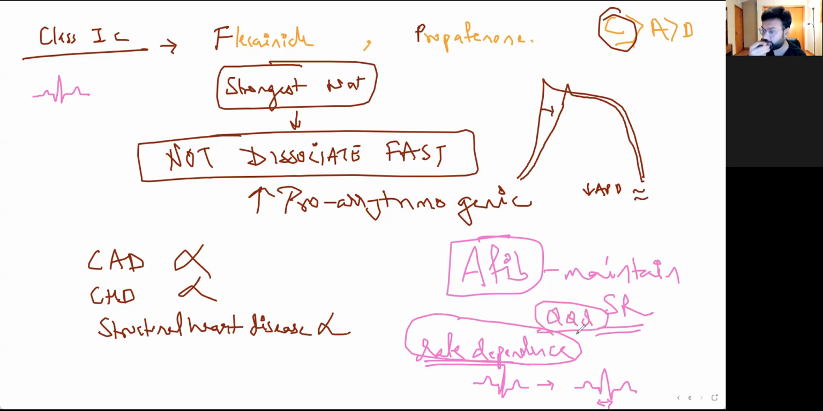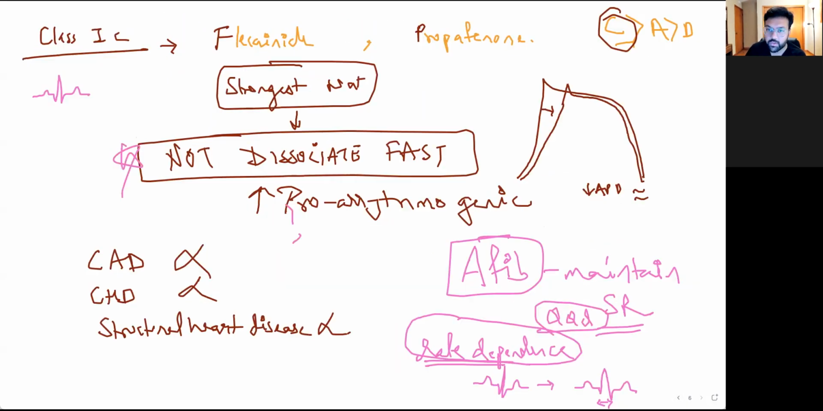Rate dependence is shown by which of the following classes of drugs? Class 1C. Flecainide and propafenone. Very important. And you know why? Because it is the strongest.